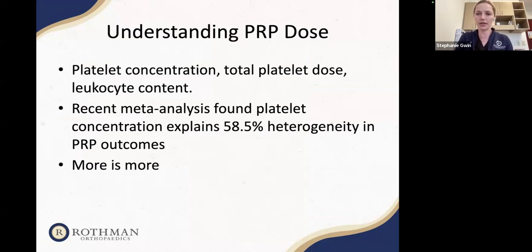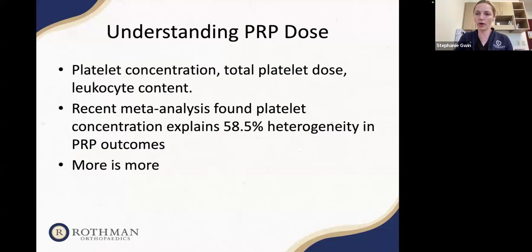Dosing is very important for PRP and also probably one of the limitations for PRP. So typically in the literature, the evidence is that more is more. The trouble is with most of the kits available today, I can't actually tell you how many platelets we're putting in. I can tell you that we use a kit that typically gives 13 to 18 times your body's native platelet concentration. But I can't tell you exactly how many platelets are going in.